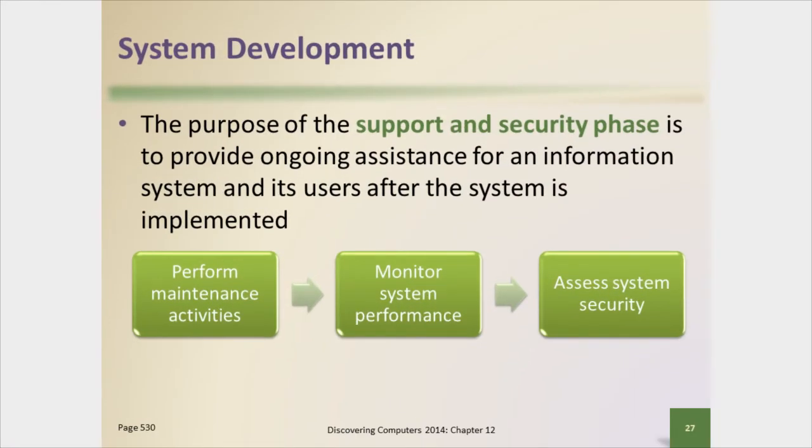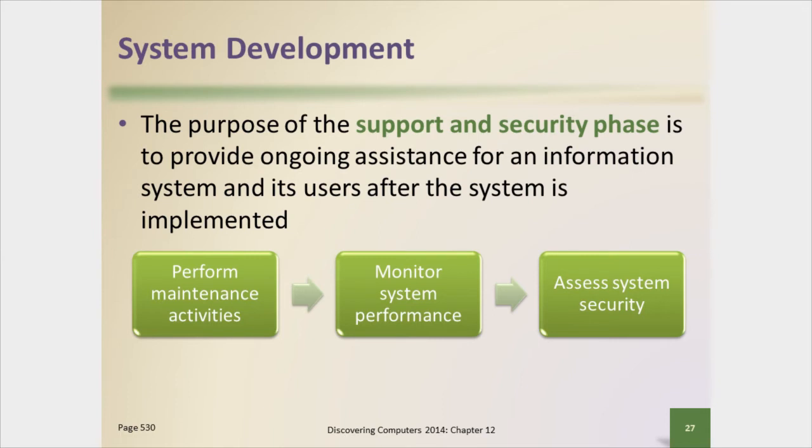The last step in the systems development process is support and security, and this is where we're going to provide ongoing assistance for an information system and its users after the system is implemented. So this is where we're going to perform maintenance activities, for example, if we need to compress things, or delete old records for performance reasons. We're going to monitor the system performance so that we know when the system starts to slow down and requires more attention. We're going to address security issues in this stage.